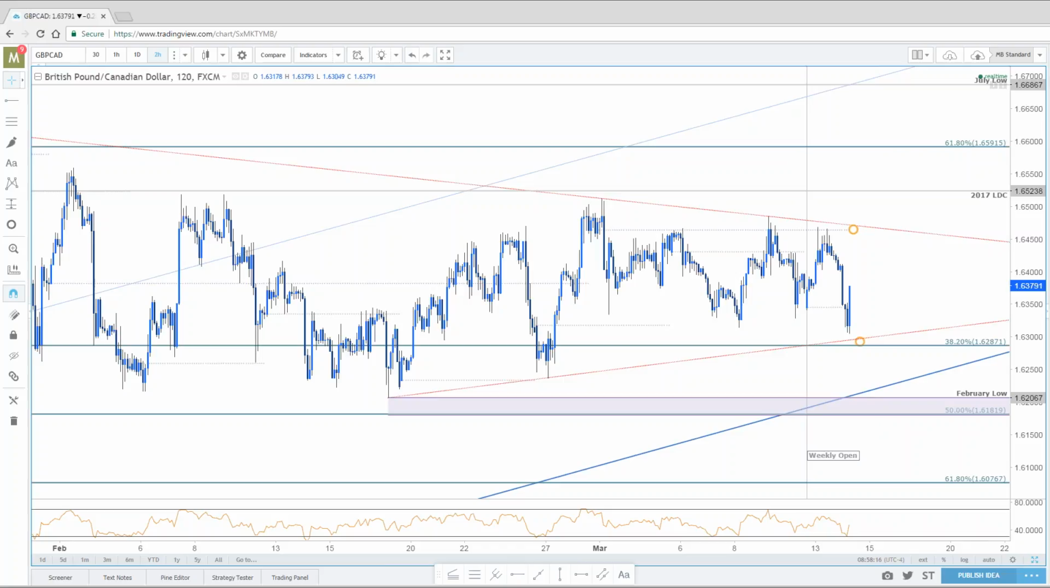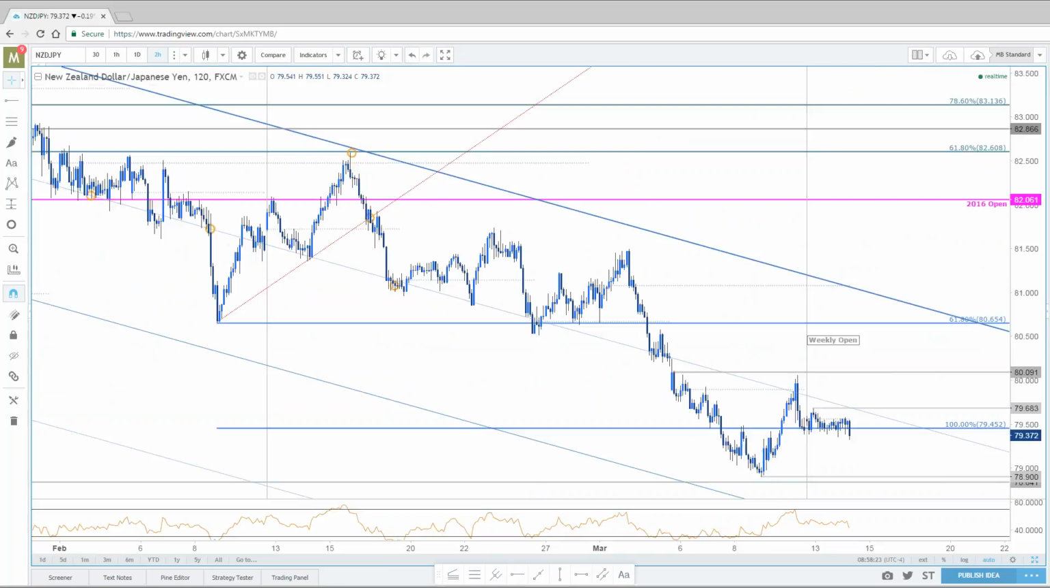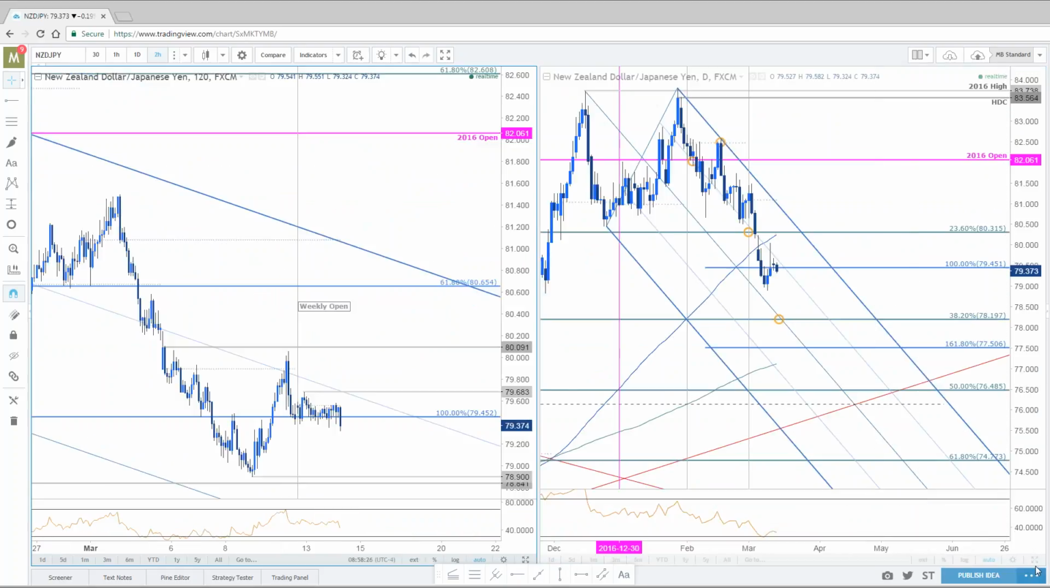Let me take a quick segue. I want to jump into just that Kiwi yen trade I was looking at because I'm really interested to see what this thing is doing. Okay, it's still just dribbling. All right, look. So here's what Kiwi yen looks like on the daily chart.